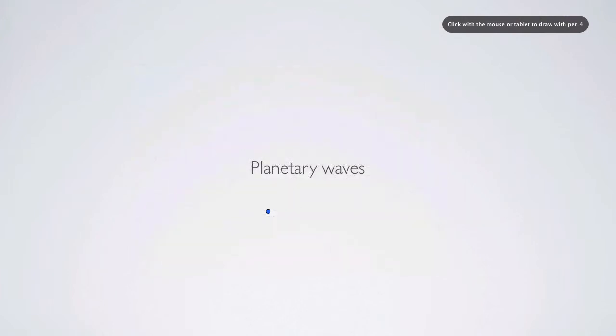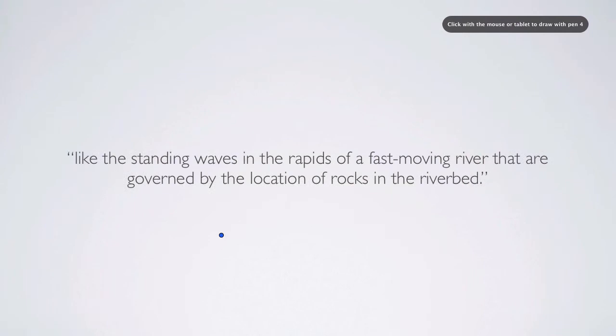In addition to these patterns of high pressure systems and low pressure systems, the intertropical convergence zone, trade winds and westerlies that set up, there's also what's known as planetary waves. And these planetary waves alter the climate in slightly different manners. When the prevailing winds hit the land, they tend to go up and down based on the topography. The authors liken it to standing waves in the rapids of a fast-moving river that are governed by the location of rocks in the riverbed.